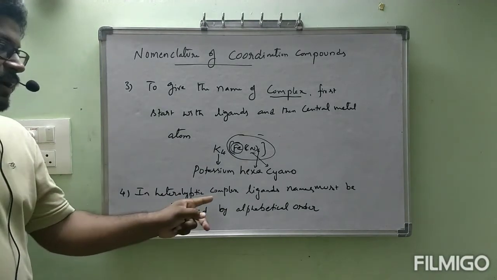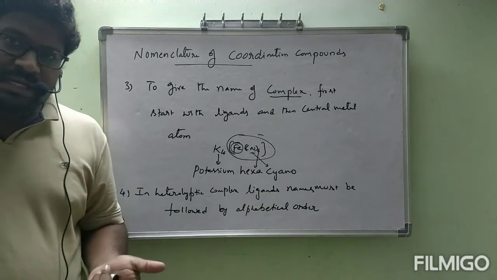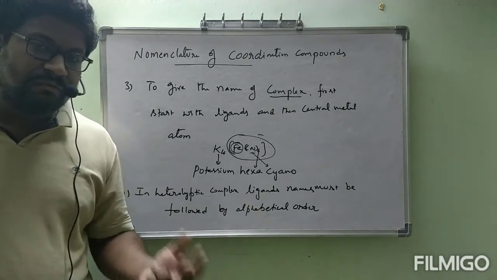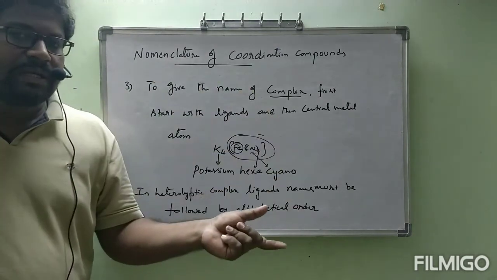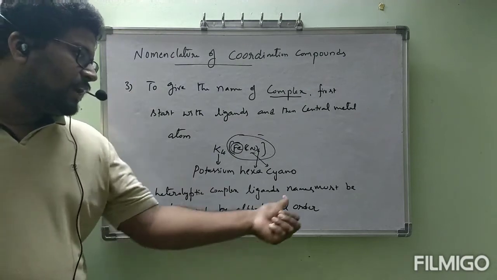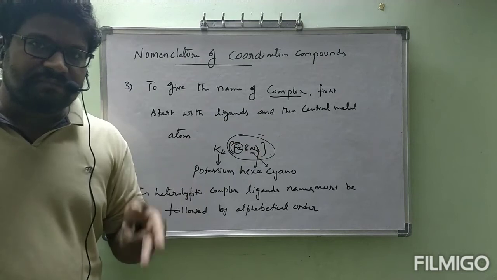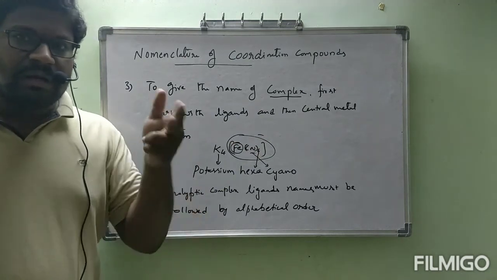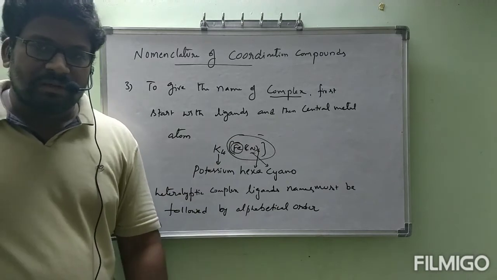If you take a heteroleptic complex, different ligands are there, so the names are different. Then we have to give importance to which ligand must be written first, which next, like that. If you feel any confusion, immediately think that we have to follow alphabetical order: A, B, C, D. If A comes first, that ligand name must be given first. We will take examples and see. No problem.